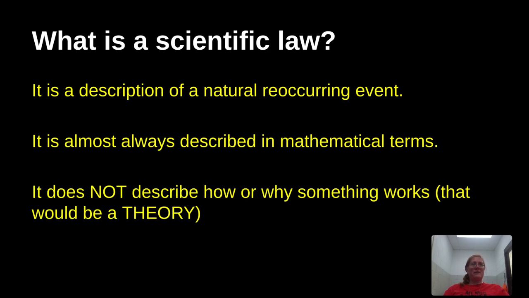So a theory on gravity would describe why gravity works, while the law of gravity would describe it in mathematical terms. It doesn't describe why gravity works. That would be the theory. So that's the difference between the theories and the laws.